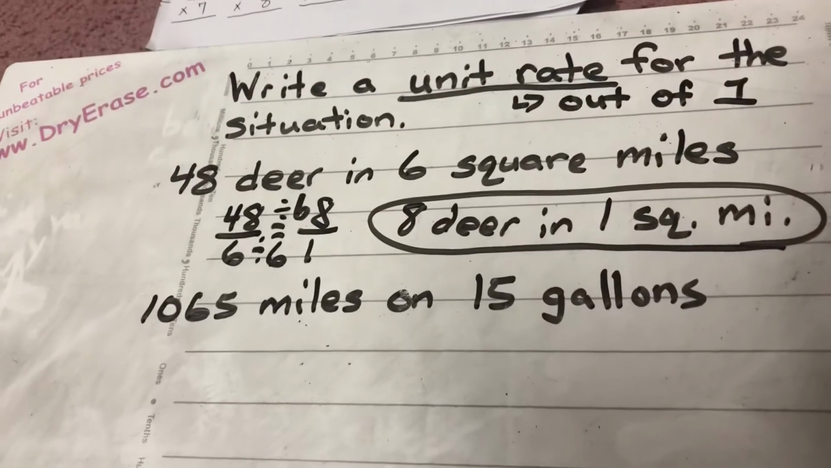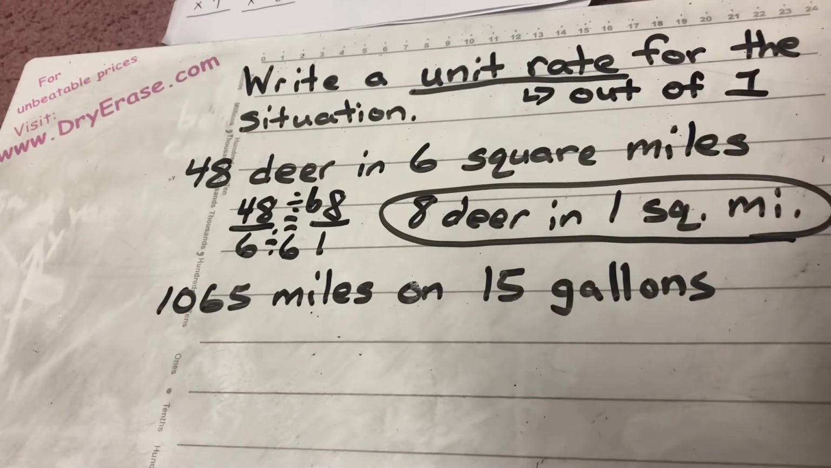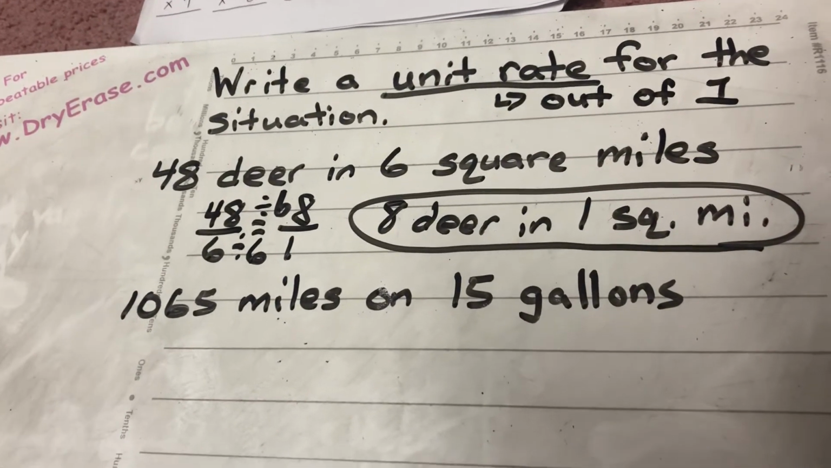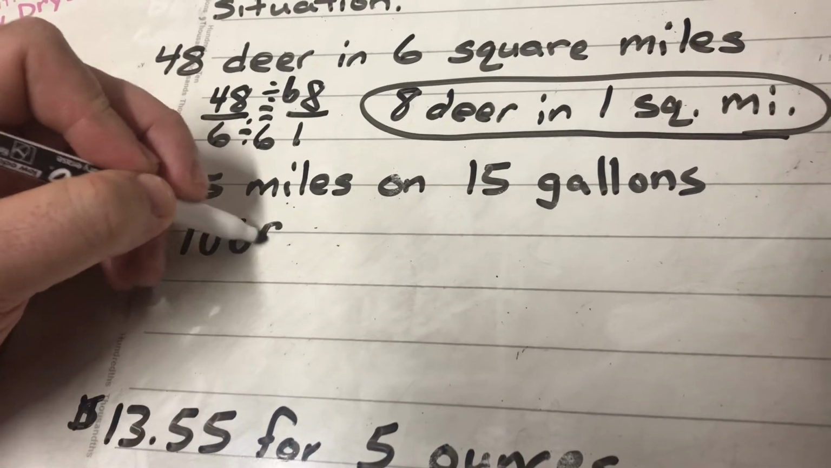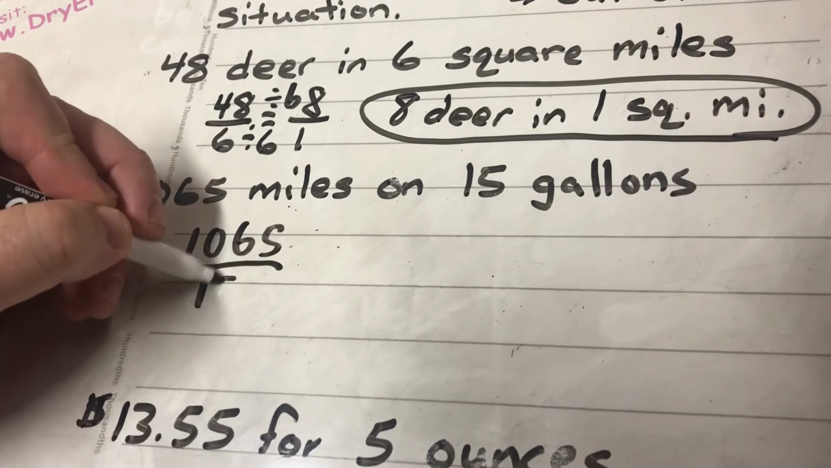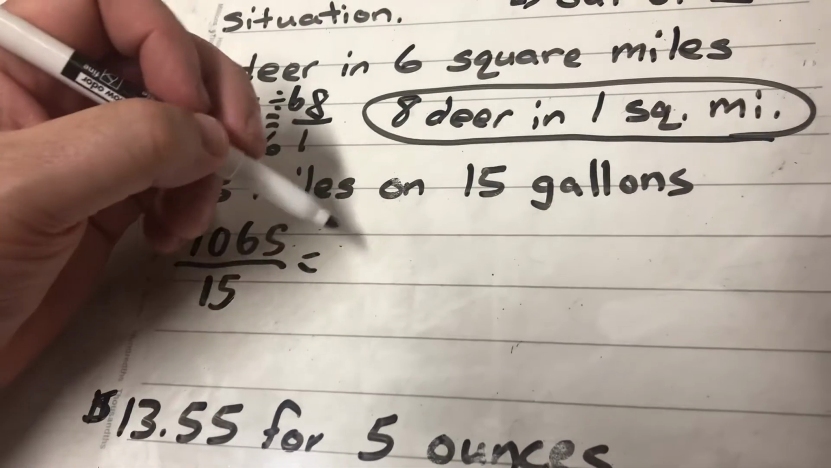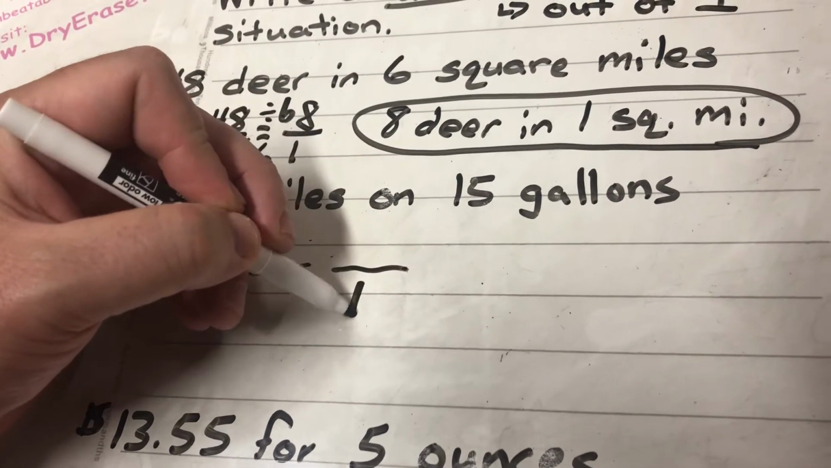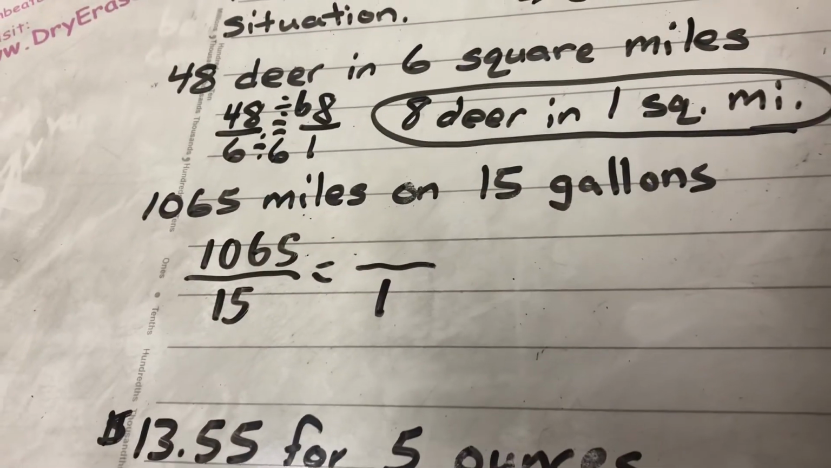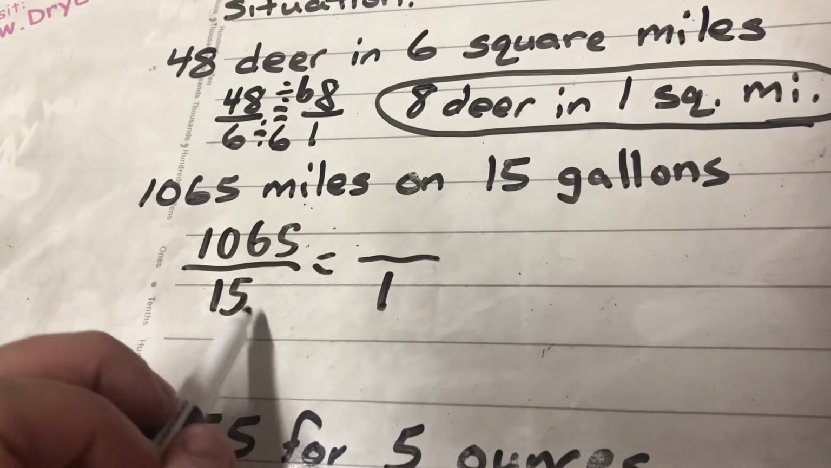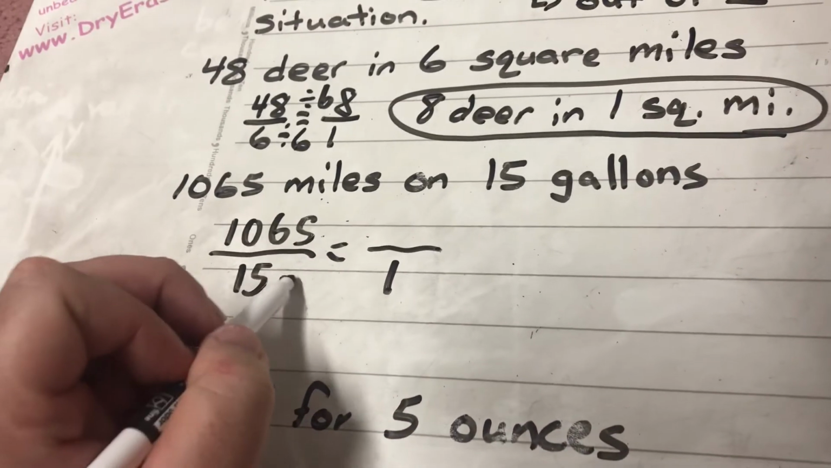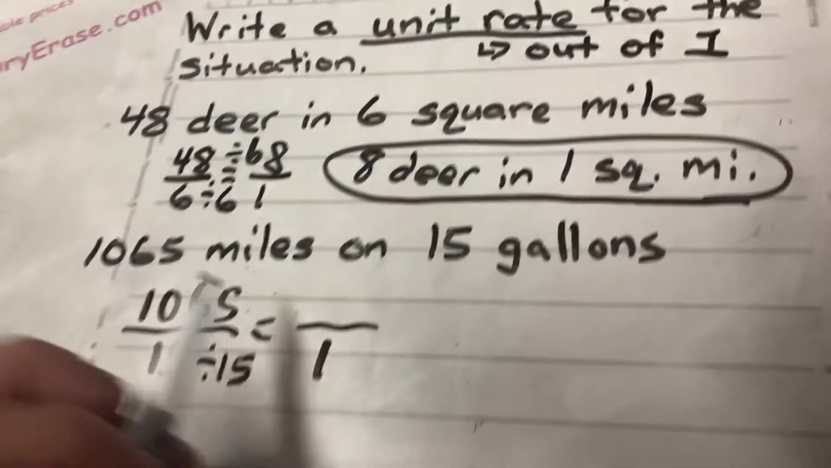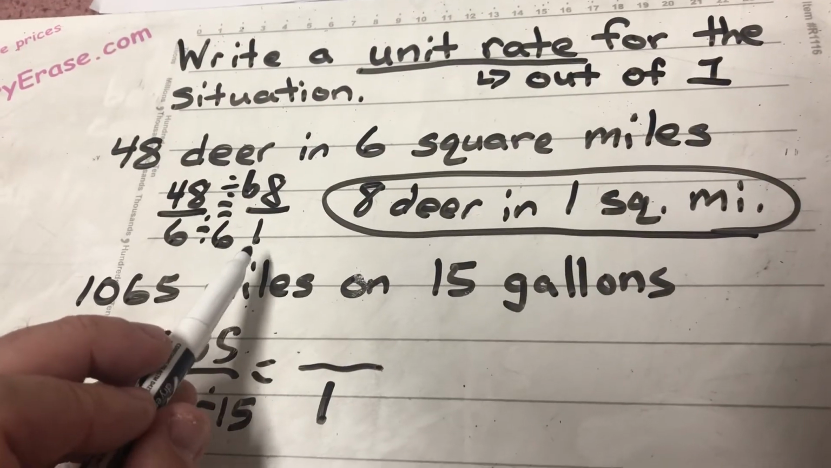1,065 miles on 15 gallons. When we look at number 2, 1,065 miles in 15 gallons. So once again, we're going to set up the ratio, 1,065 over 15. And then we're trying to figure out, how many miles in 1 gallon? Since we're making it out of 1, what did we do to 15 to get 1? Well, we divided by 15. Just like up here we had 6, we divided by 6.